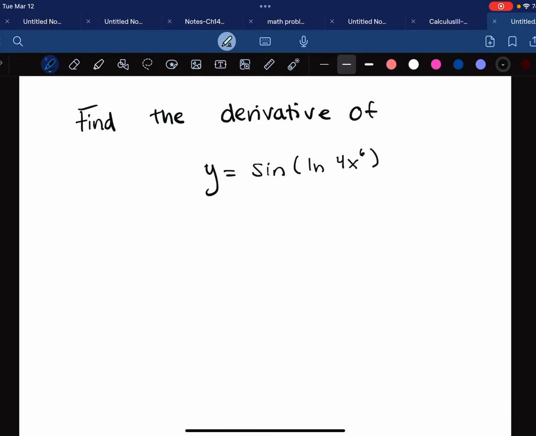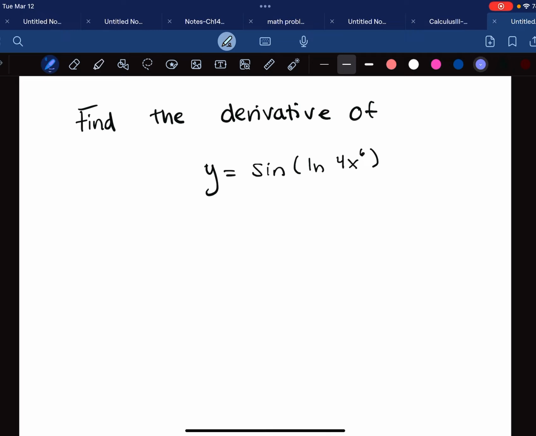Alright guys, so for this problem, we are going to find the derivative of y is equal to sine times the natural log of 4x to the 6th power. So the first thing I'm looking at is I'm clearly looking at a chain rule problem because I have a couple functions inside of each other.